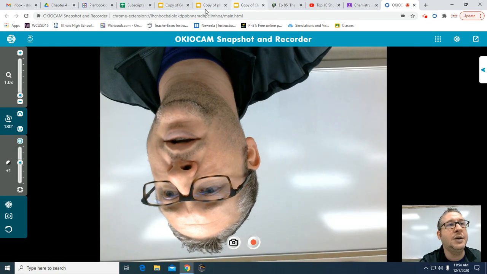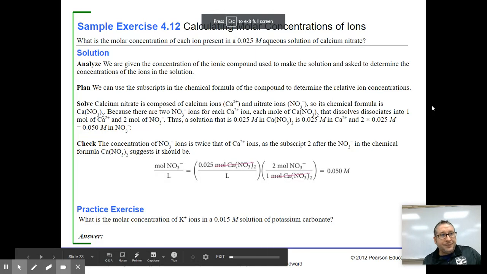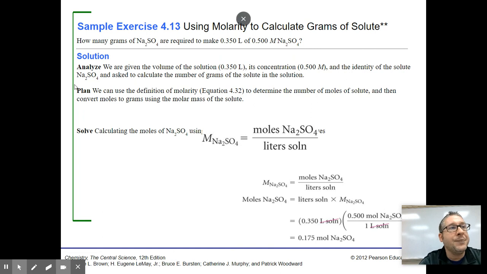Next, continuing on with our learning. Now we're going to take the molarity equation and rearrange it to solve for our other units. Okay? So here we are asked to determine how many grams of sodium sulfate are required to make 0.350 liters of 0.500 molarity of sodium sulfate.